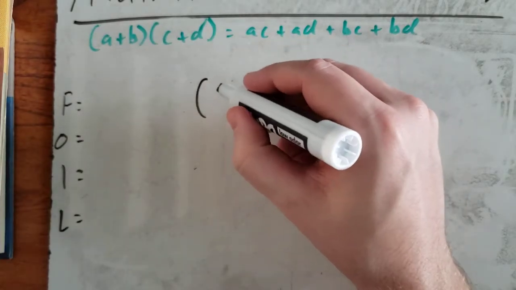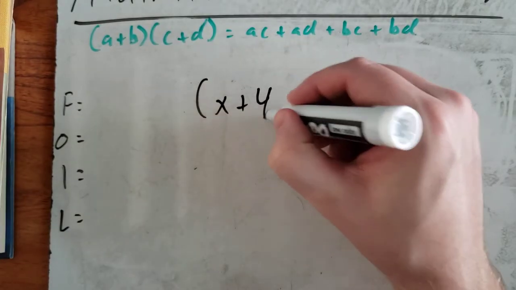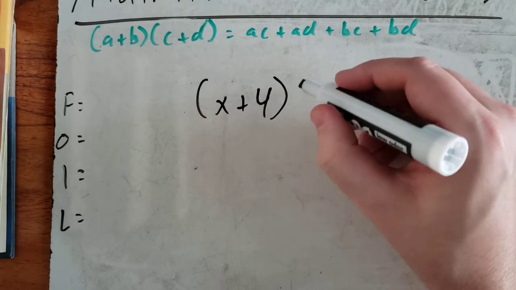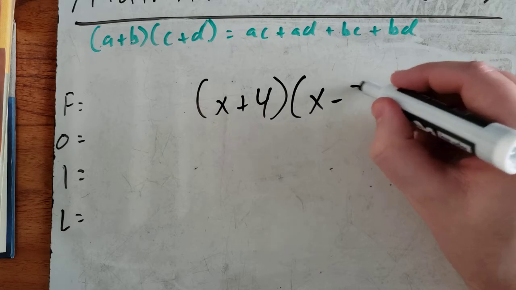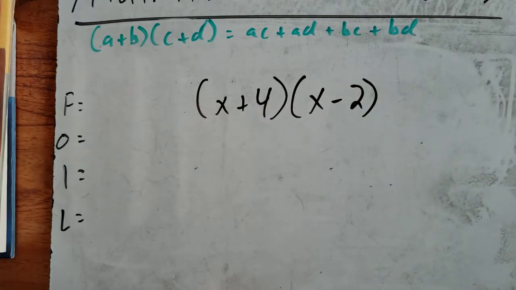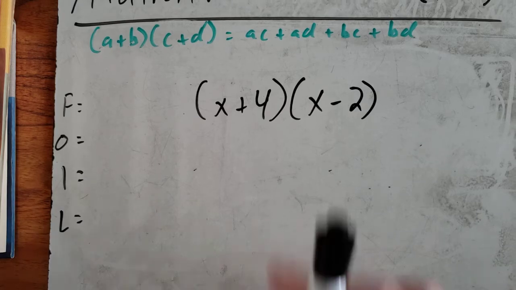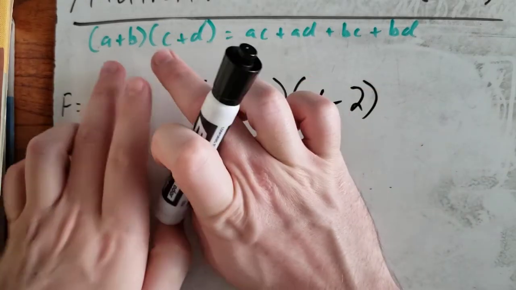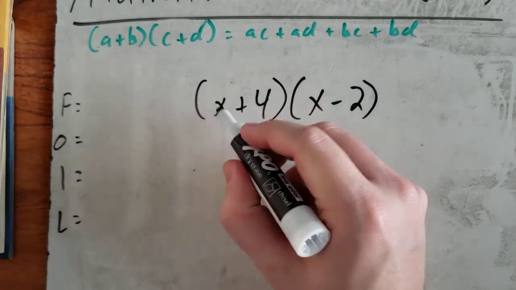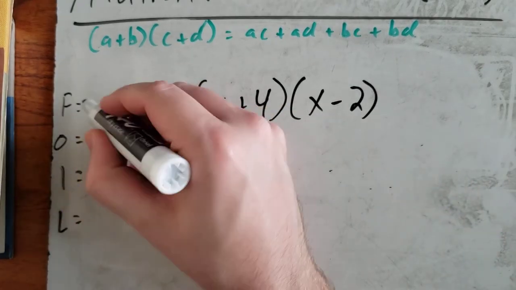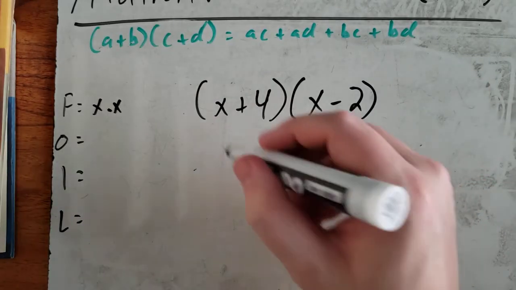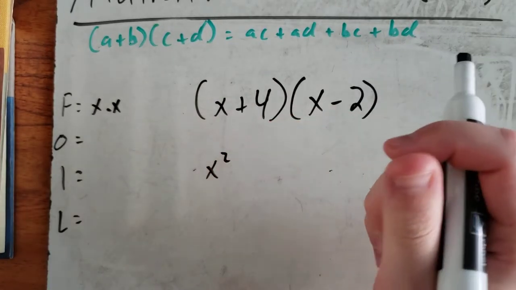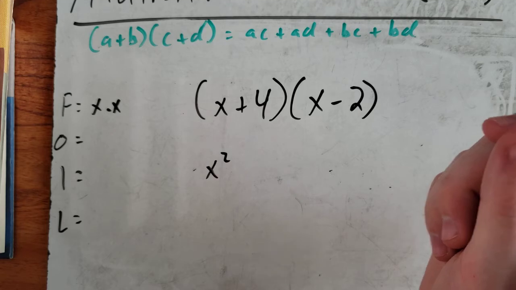Let's do x plus 4 times x minus 2. Okay. So, same concept, right? Same thing we're doing. First off, our a term times our c term, our first ones. Our first terms here are x and x still. So x times x is still going to be x squared. That's our F.